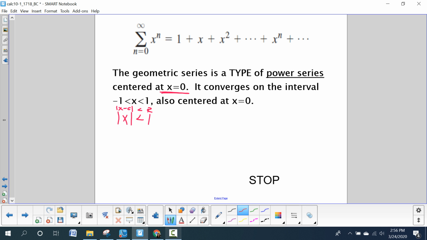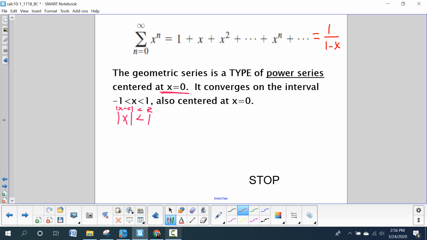All right, and this is just sort of wrapping up what we talked about earlier on the last slide, so I don't really have to say much more about it. It just says the geometric series is a type of power series. It is centered at 0, and it converges just on -1 to 1. So we know that this does equal 1 over 1 minus x.